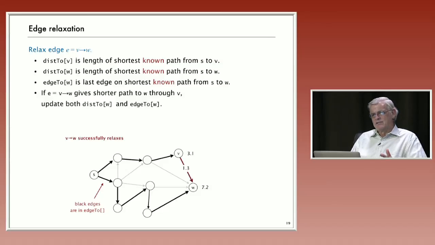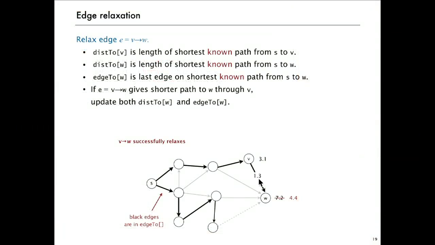Since it has a shorter path, we have to update both dist2W and edge2W. That is, we have a new way to get to W, so we have to throw away that old edge that came to W, and we have a new shorter distance. Instead of 7.2 that came the old way, we have 4.4 that gets us a new way. So edge relaxation is a very natural operation.